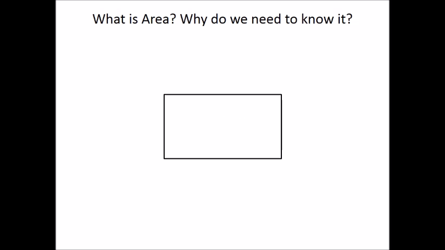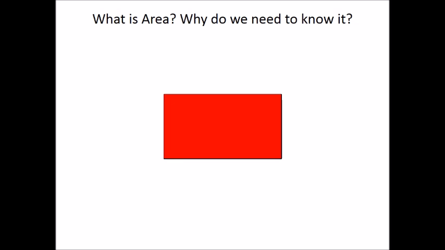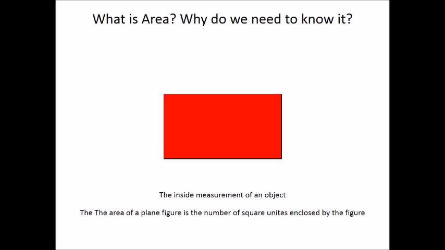What is the area and what do we need to know? Okay, well, what is area? So area is actually everything highlighted in red, which is just not the outside edge. It's everything on the inside. So it's the inside measurement of an object.